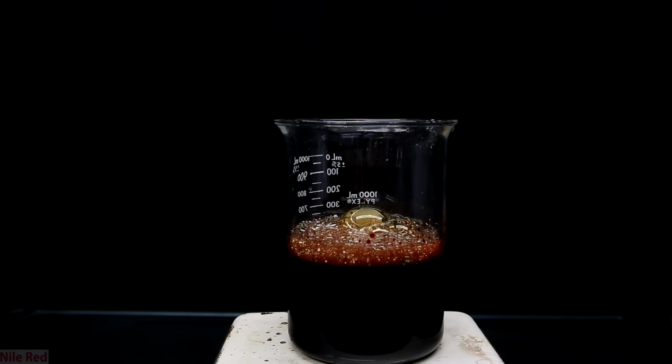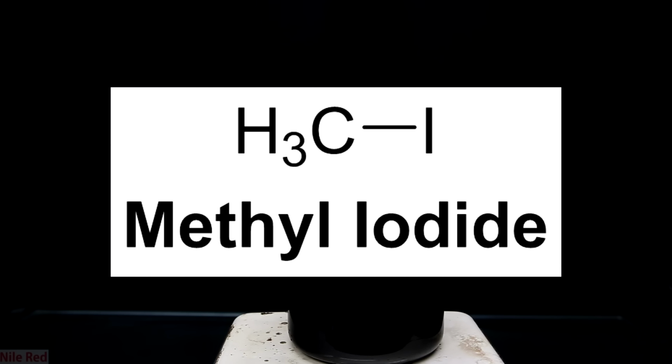Elemental iodine is a pretty useful chemical reagent, and I'm going to be using it mostly to make something called methyl iodide. Methyl iodide is a pretty useful reagent itself to add methyl groups onto other molecules. Right now, I honestly don't have a huge use for methyl iodide, but I still think it's interesting to make.